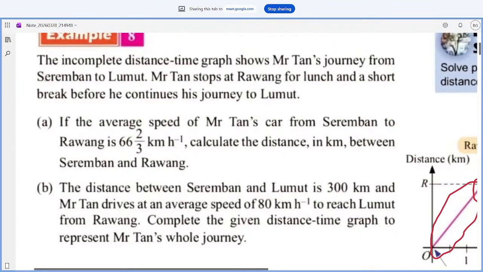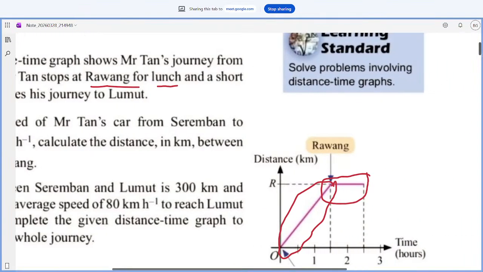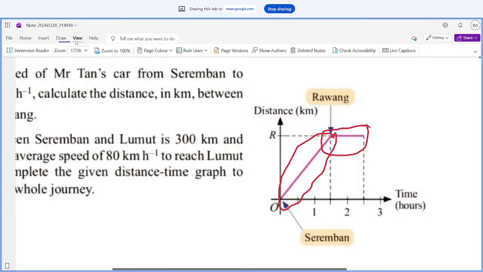So the question says the journey is from Seremban to Lumut. And he stopped at Rawang for lunch. So basically, this is your graph, Rawang and also Seremban, Seremban to Rawang. So where does he stop, guys? Can you see it? Which part does he stop at?